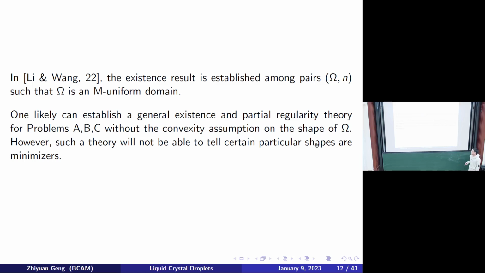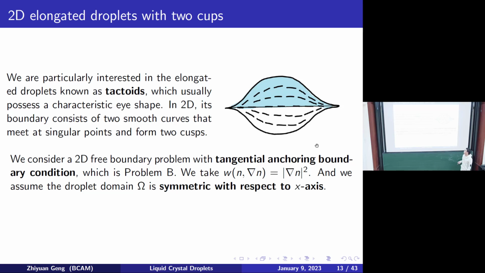We don't know. So in our work, we are interested in verifying some specific shape as the optimal shape for the liquid crystal drop. We are particularly interested in the so-called tectoids. This shape is an elongated drop, and in two-dimensional space, its boundary has two singularities at the two endpoints, and they form two cusps, very sharp angles. We will build a model such that the minimizer will look like this shape. And actually, this shape has been observed in experiments and numerical simulations for a long time.